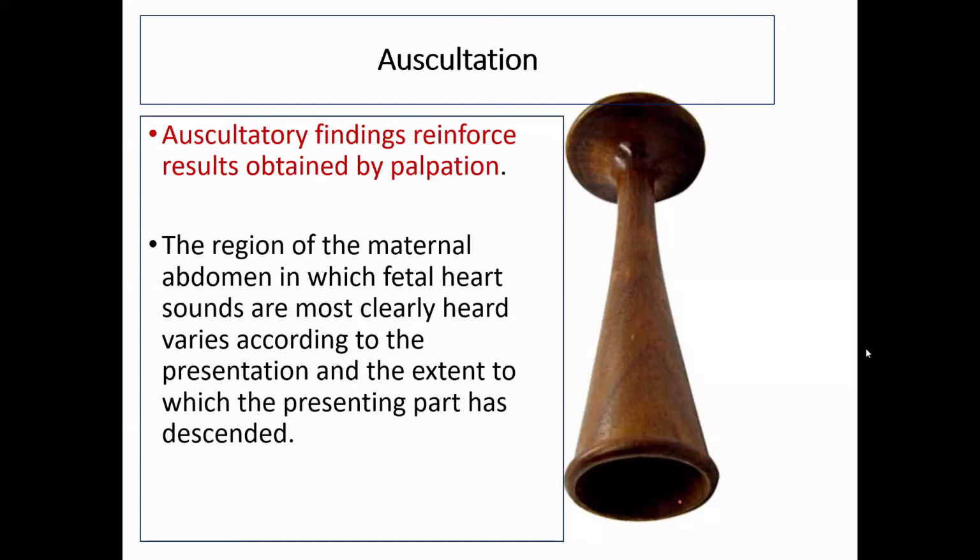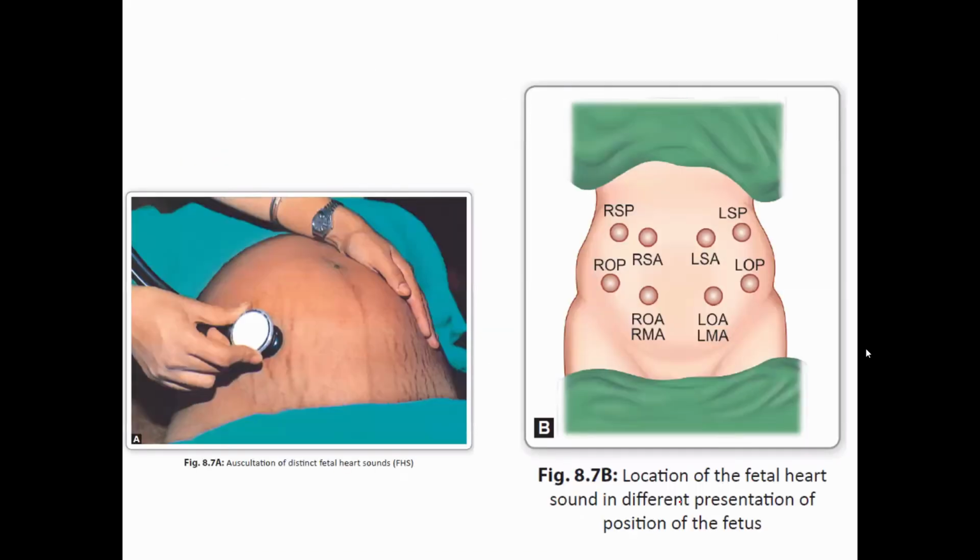Okay, the region of the maternal abdomen in which the fetal sounds are most clearly heard depends upon the presentation, as well as descent. So look, always for the auscultation, you use the bell of the stethoscope, and you try to calculate the rate.